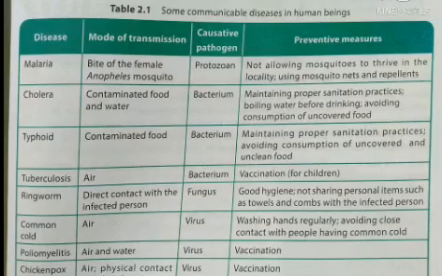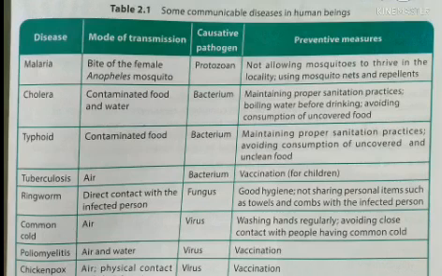Disease is ringworm. Mode of transmission is direct contact with the infected person. Causative pathogen is fungus. Preventive measures are good hygiene, not sharing personal items such as towels and combs with the infected person. Common cold is a disease which is transmitted by air. The causative pathogen is virus. Preventive measures are washing hands regularly, avoiding close contact with people having common cold.